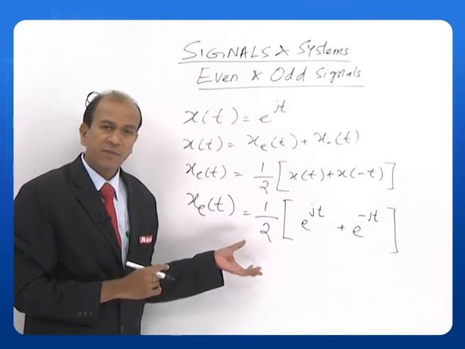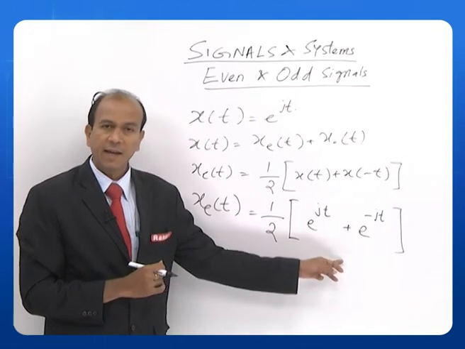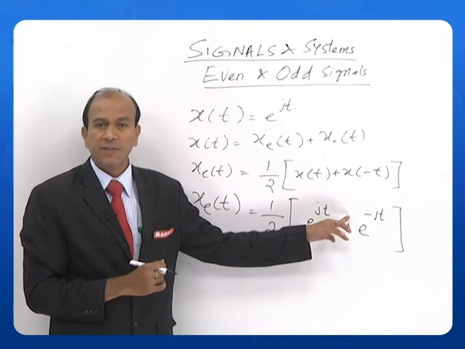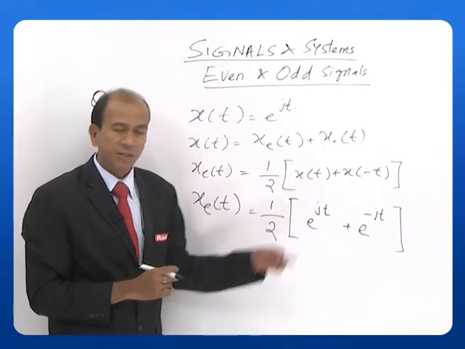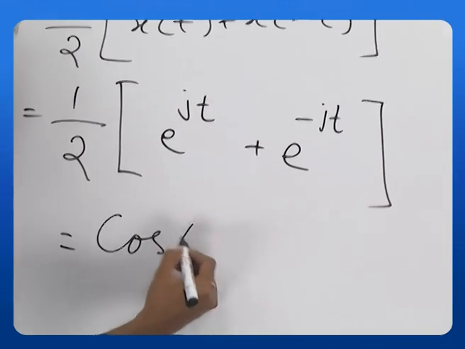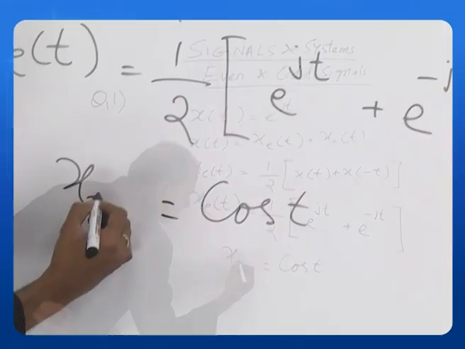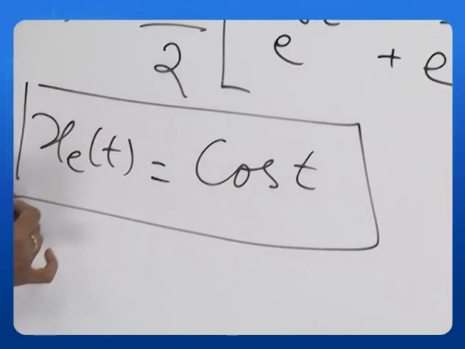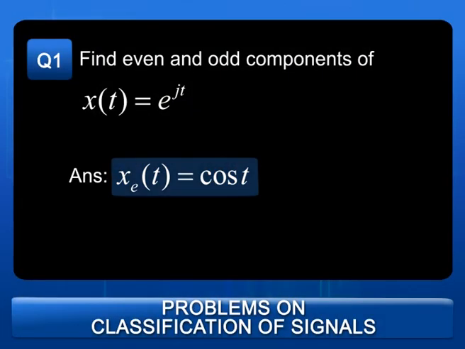Okay. This formula is very familiar. What does it say? It says half of e to the power of jt plus e to the power of minus jt, which is nothing but a cosine function. So this is equal to cos of t. So this is my even component. This is my even component.